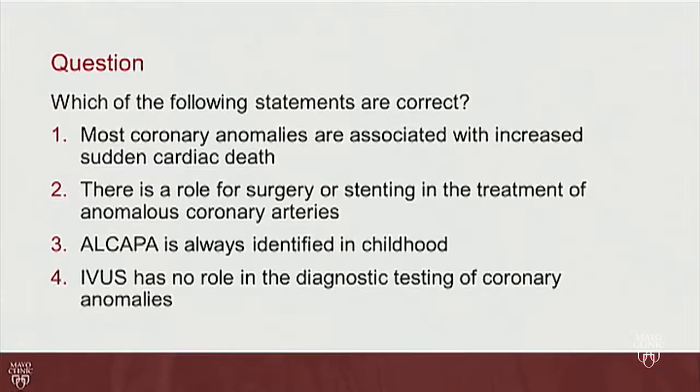So I'm going to start out with a question. Which of the following statements are correct? Number one, most coronary anomalies are associated with increased sudden cardiac death. Number two, there is a role for surgery or stenting in the treatment of anomalous coronary arteries. Number three, Al-Kappa is always identified in childhood. And number four, IVUS has no role in the diagnostic testing of coronary anomalies.